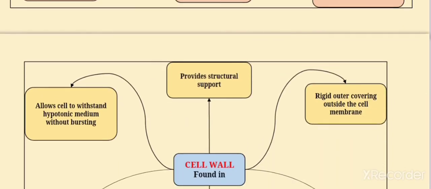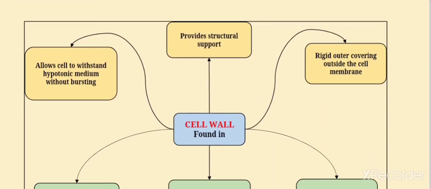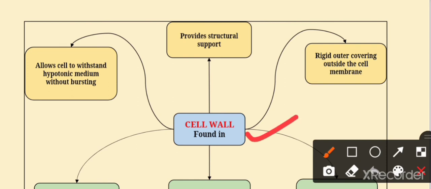Now after this you have the concept of cell wall. First of all, cell wall is present only in plants, not in us. What is the importance of cell wall in plants? It allows the cell to withstand hypotonic medium without bursting. Means अगर उसको पानी नहीं मिलेगा तो पानी ना मिलने पे भी अगर कोई प्लांट है वो स्टेबल रहता है. वाई? बिकॉज ऑफ द प्रेजेंस ऑफ सेल वॉल.